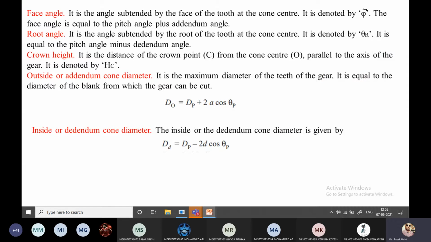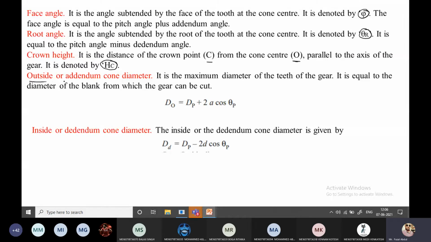So face angle, denoted by psi, is the theta r root angle. Crown height is the distance from the crown point to the cone center O, parallel to the axis of the gear. It is denoted by capital H suffix C.